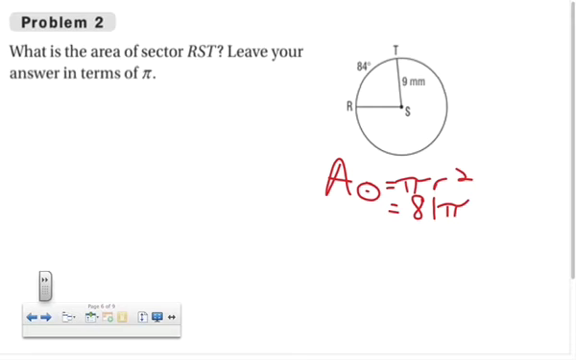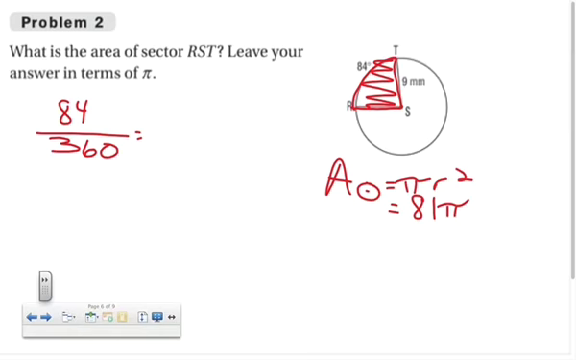Hold on, let me backtrack. Are we good? Okay. So I'm trying to find the area of this sector. That's the piece of the pie I'm interested in. What fraction of the circle is that? It's 84 over 360.